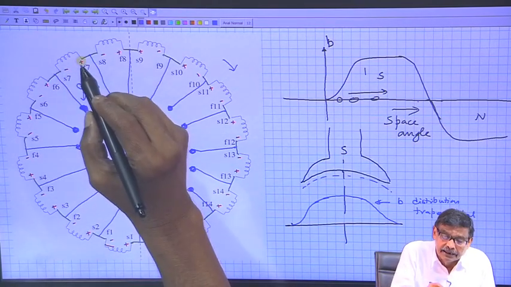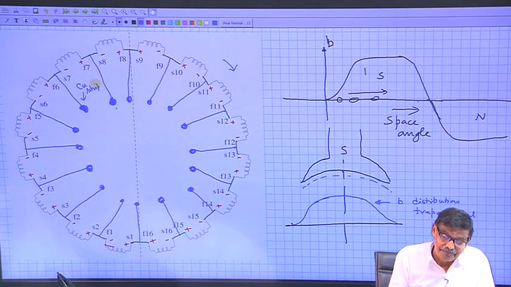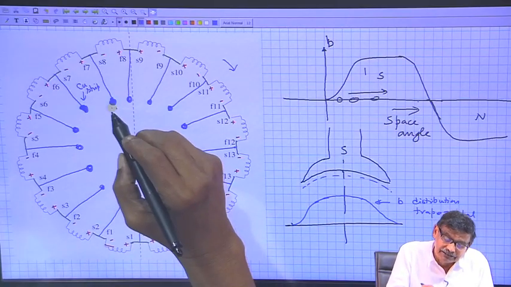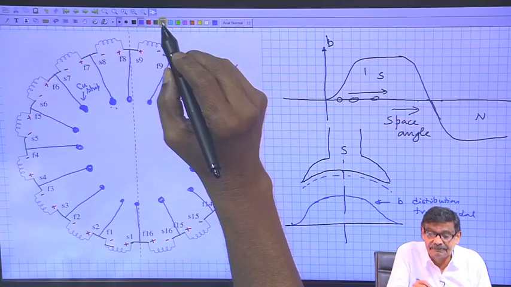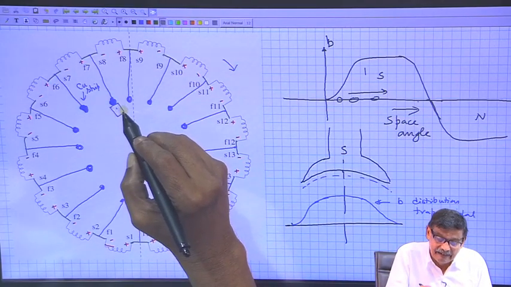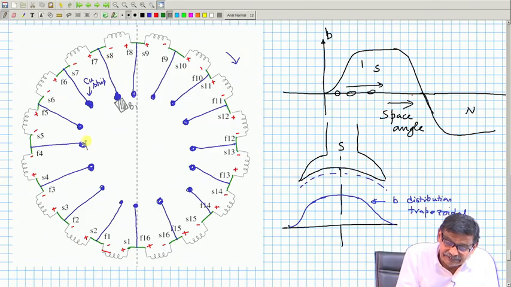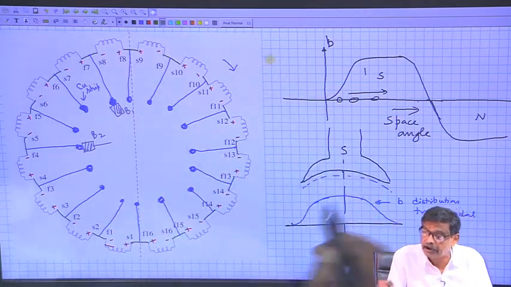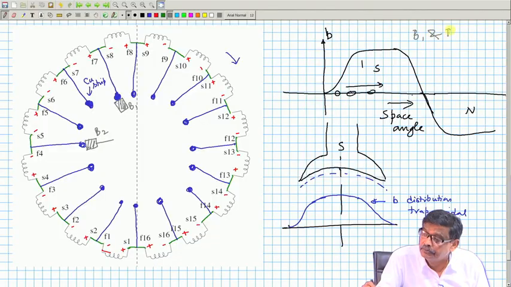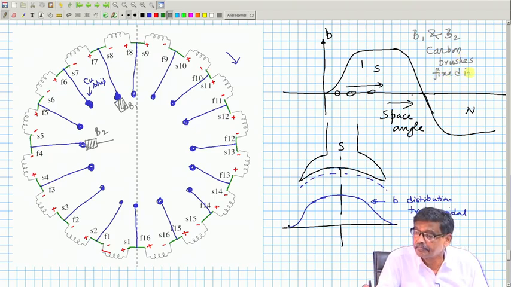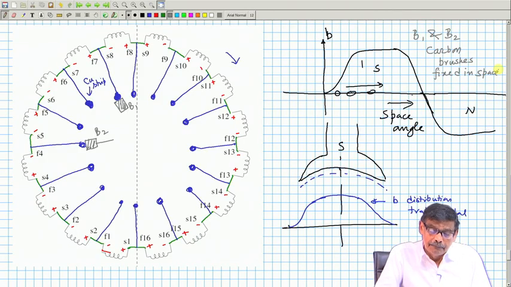whichever coil comes, it will have a plus here. Similarly, what I will do is I will connect a carbon brush here, brush B1, and I will connect a carbon brush there in space, B2, and they will be nicely placed and they are fixed. B1, B2 are not rotating. B1 and B2 carbon brushes are fixed in space, not moving.